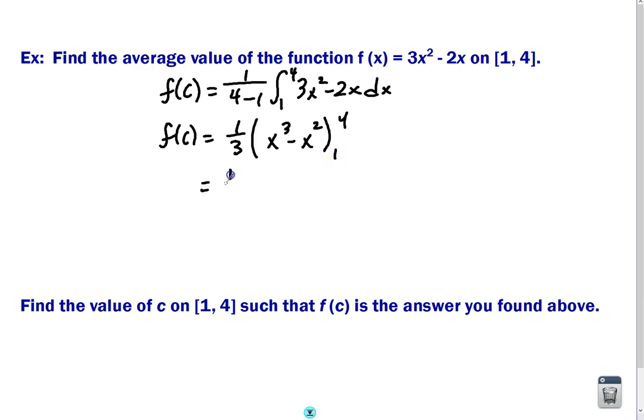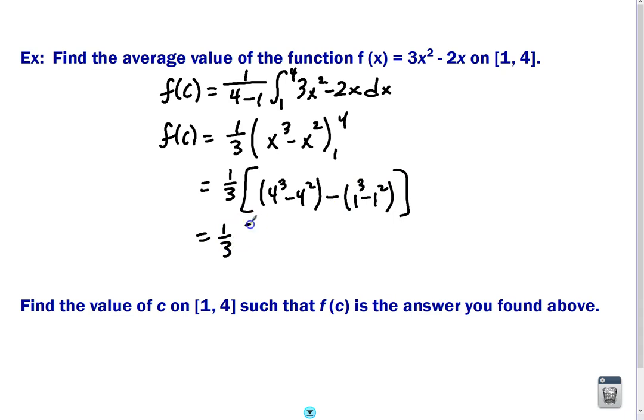So this is 1/3 times 4 cubed minus 4 squared, minus 1 cubed minus 1 squared. So 1/3 times 64 minus 16 minus 0. 64 minus 16 is 48. 1/3 of that is 16. So the average value from 1 to 4 of that function is 16.